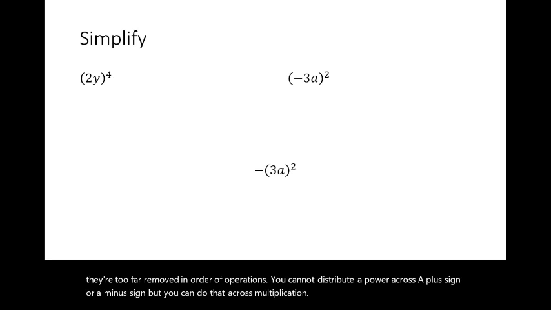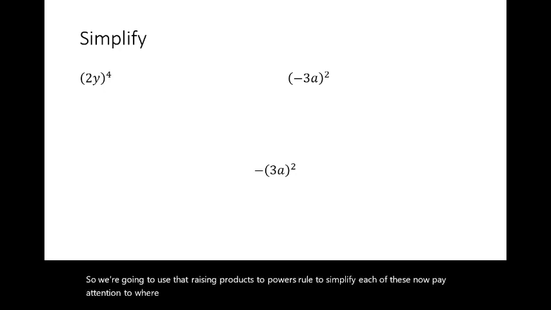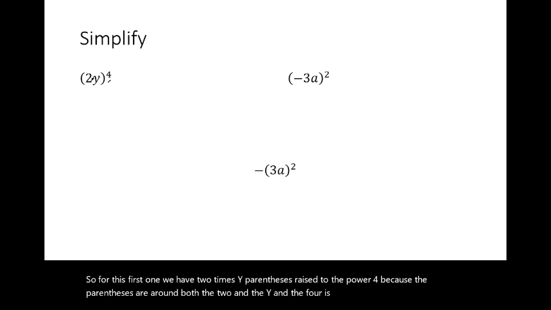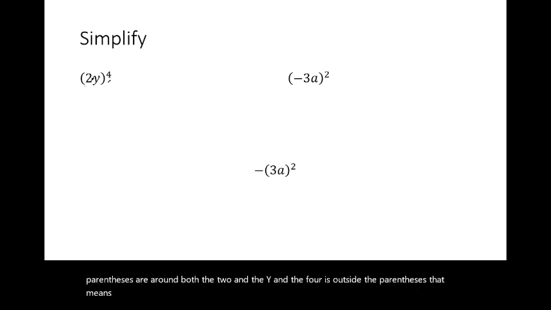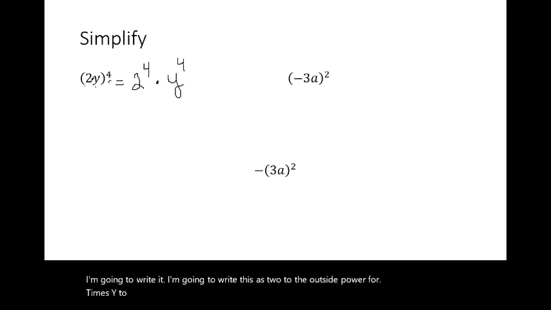So we're going to use that raising products to powers rule to simplify each of these. Now pay attention to where the parentheses are, because the parentheses will indicate what is being raised to that outside power. So for this first one, we have 2 times y, in parentheses, raised to the power 4. Because the parentheses are around both the 2 and the y, and the 4 is outside the parentheses, that means the 2 is being raised to the power 4, and the y is being raised to the power 4. So that's how I'm going to write it. I'm going to write this as 2 to the outside power 4 times y to the outside power 4.